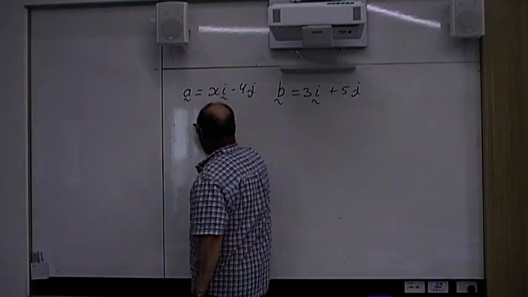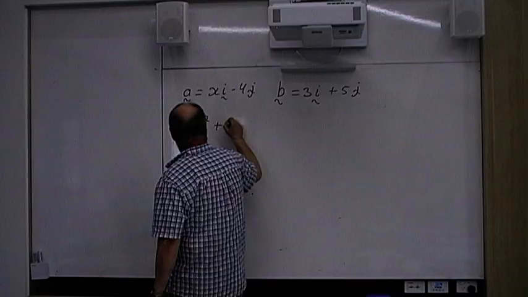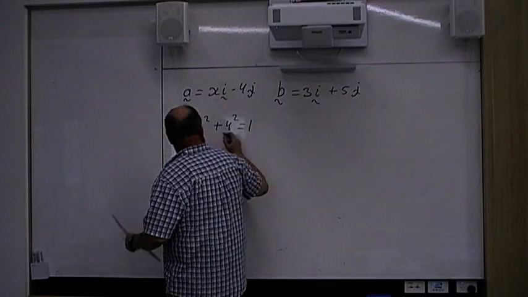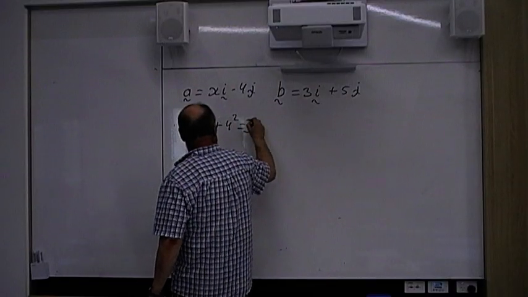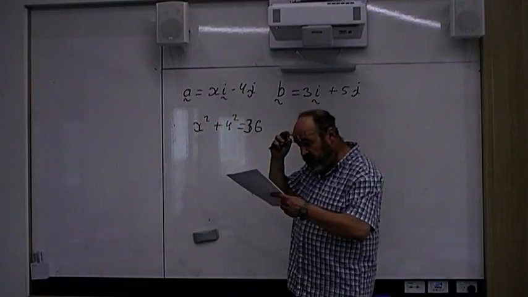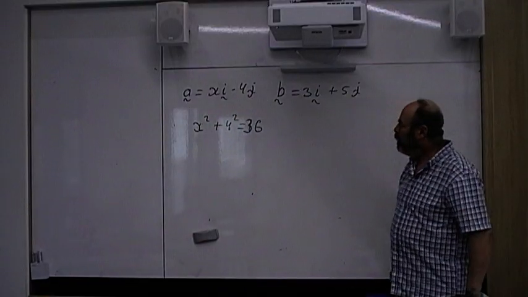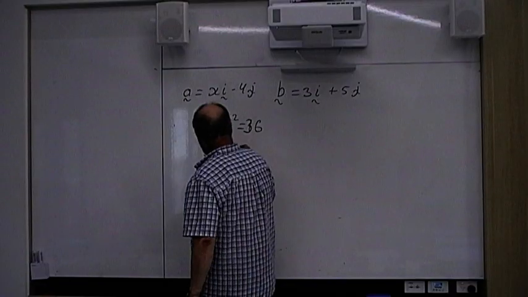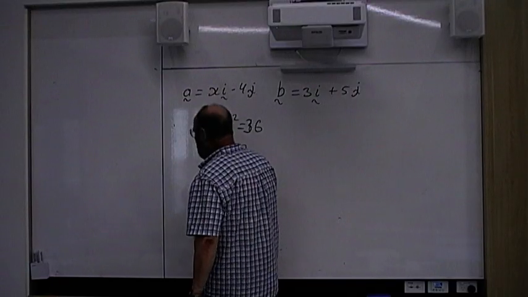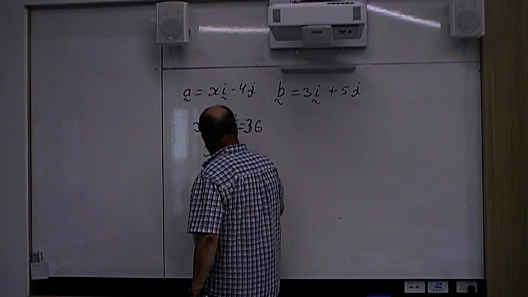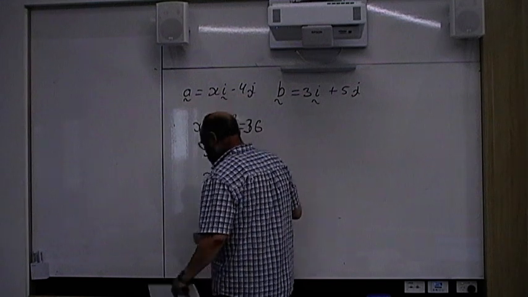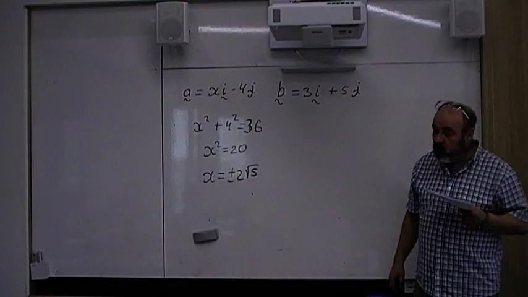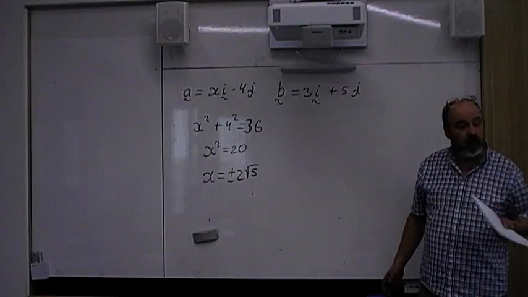Easy. So we have x squared plus minus 4 squared equals 36. So we will get x squared equals 20, so x equals plus minus 2 root 5. So there could be two solutions.